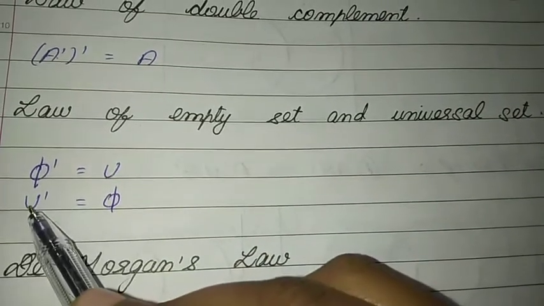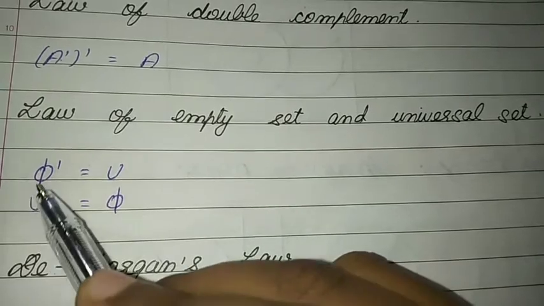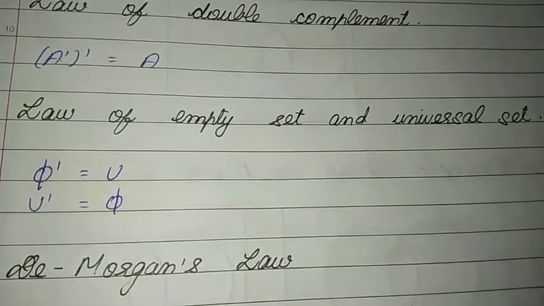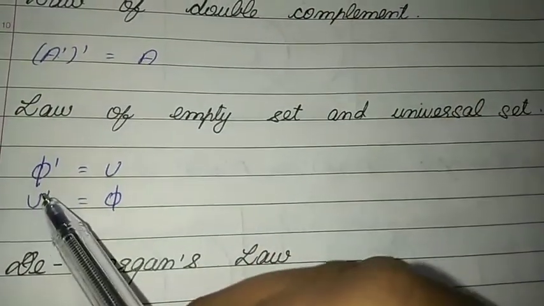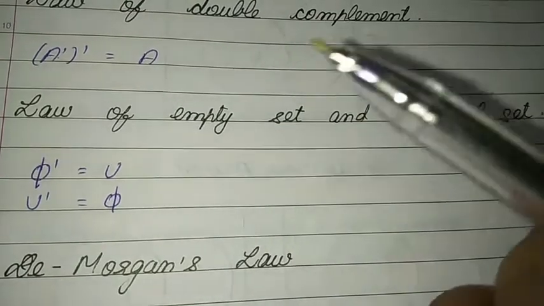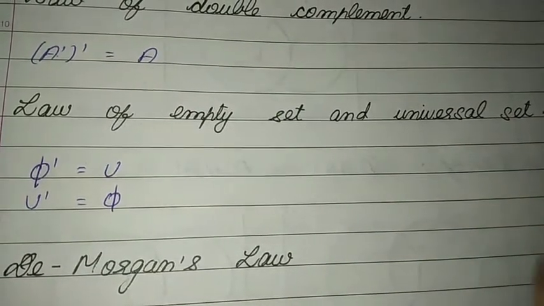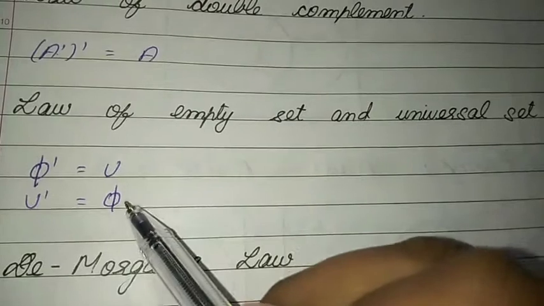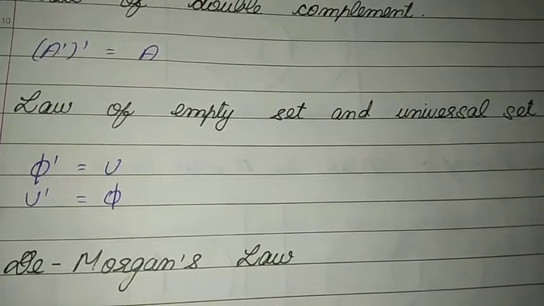Now I will have the universal set. The universal set will have all the elements. If I take the complement of that, what will happen? If all elements are there, nothing should be there. That's the opposite, no? So it is only φ.